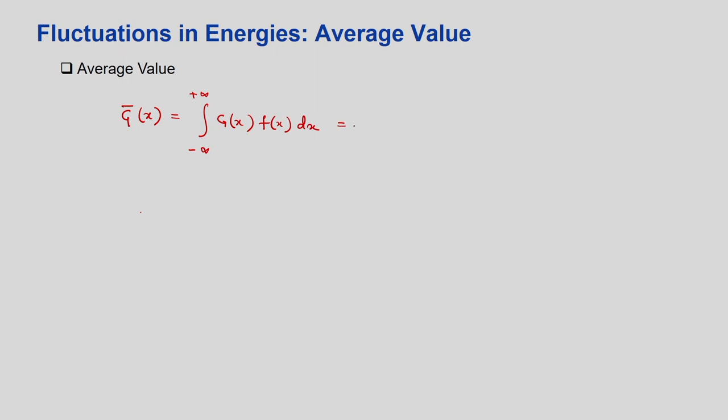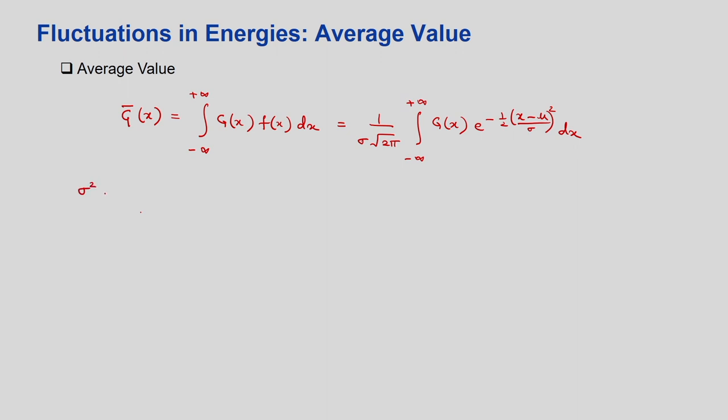So, this we have already seen. What is this function? 1 upon sigma root 2 pi, integral from minus infinity to plus infinity, then you have g x into e to the power of minus half of x minus mu by sigma whole square dx. So, this is the entire term. x is the dimensionless variable, which takes the form minus infinity to plus infinity, mu is the mean and sigma is the standard deviation. So, any property can be expressed as an average value, which is given in this expression.